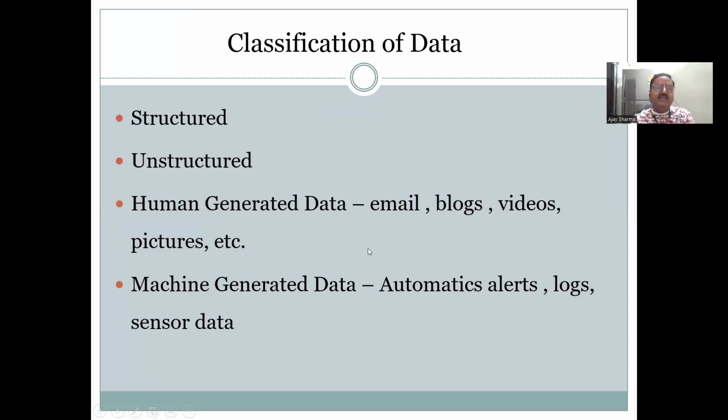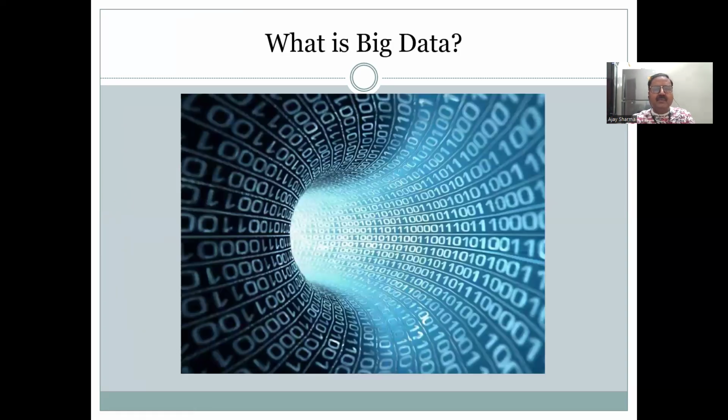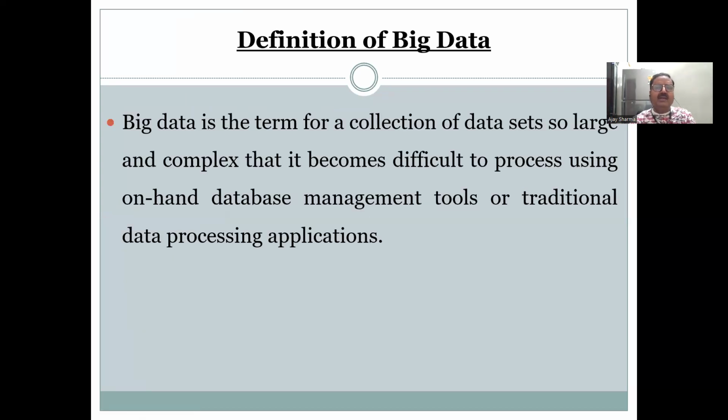We can classify this data as either structured or unstructured. Similarly, we can have human generated data like emails, blogs, videos, pictures, etc. And we can have machine generated data like automatic alerts, logs, and sensor data. So the thing is, what is big data? You'll find hundreds of definitions of big data on the net. I've chosen one standard definition for big data.